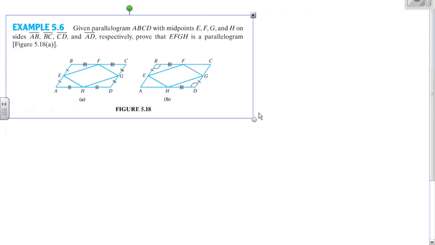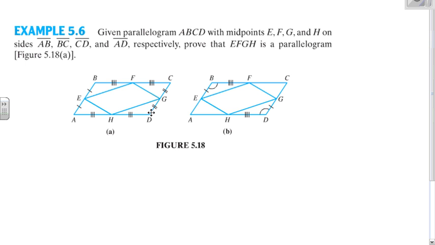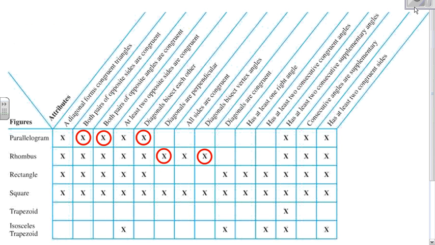So let's try to apply some of those properties. We have a parallelogram with the midpoints marked. So the big shape is a parallelogram. We are being asked to prove that if you connect the midpoints, you get another parallelogram. So in order to prove that a shape is a parallelogram, we either need opposite sides congruent, opposite angles congruent, or to show that the diagonals bisect each other.